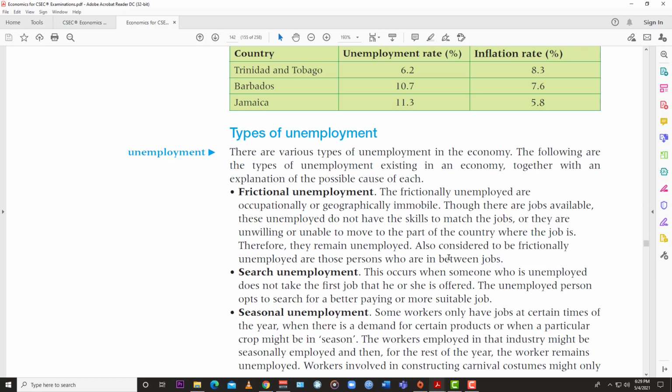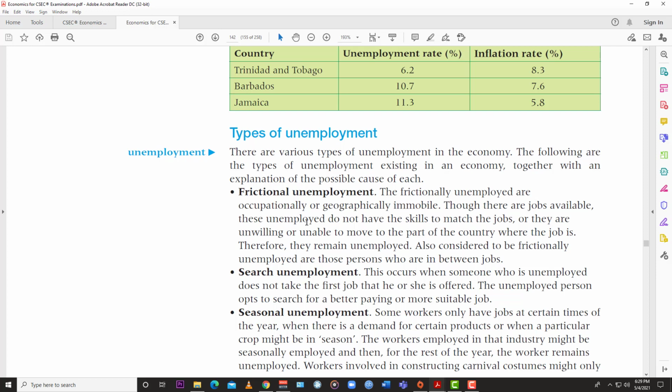Then they have a next way of looking at it. Frictionally unemployed are occupationally or geographically immobile. Meaning there are jobs out there, but you're unable to go where the jobs are. So for example, you live in a rural area in a big country, and the jobs are in, let's say, Kingston or Port of Spain. Then you don't want to uproot and move, or you don't want to get that long morning commute, so you just don't go for the job. So you're frictionally unemployed.